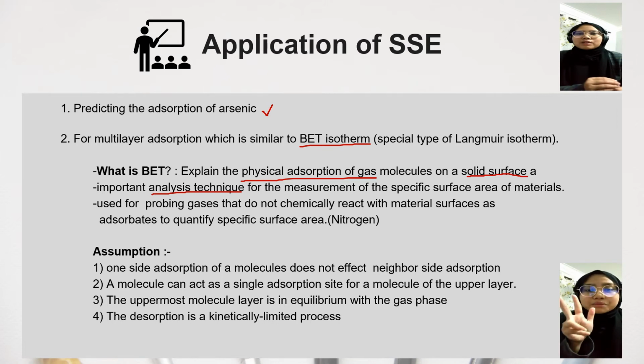These three scientists made a few assumptions based on multi-layer adsorption. The first assumption is, imagine there are a few molecules arranged together, and adsorption at one site does not affect neighbor site adsorption. The second assumption is that usually the molecules arrange and stack in layers, and a molecule can act as a single adsorption site for a molecule of the upper layer. The third assumption is that the uppermost molecule layer is in equilibrium with the gas phase. And lastly, the desorption is a kinetically limited process.